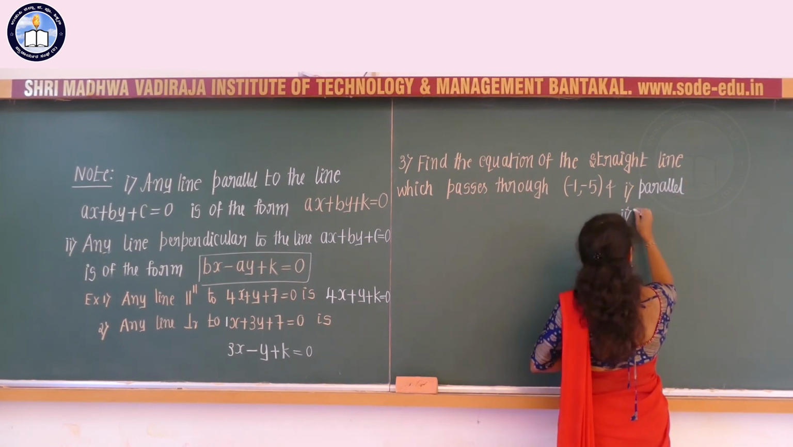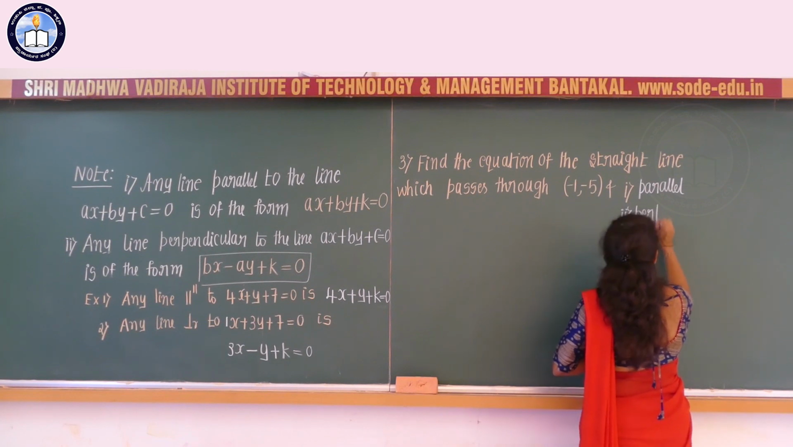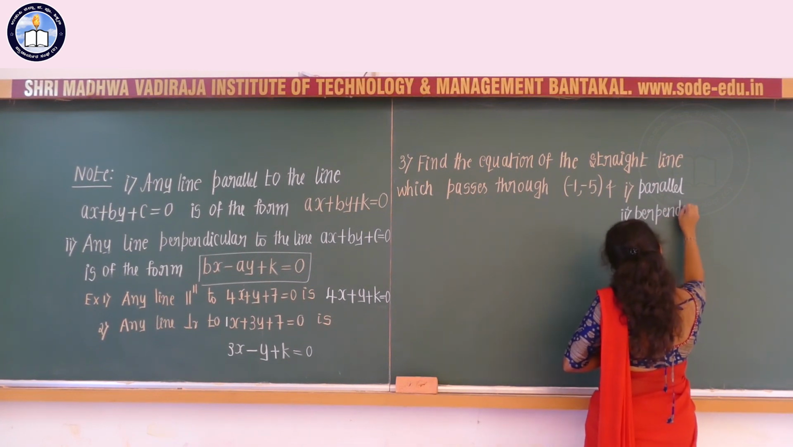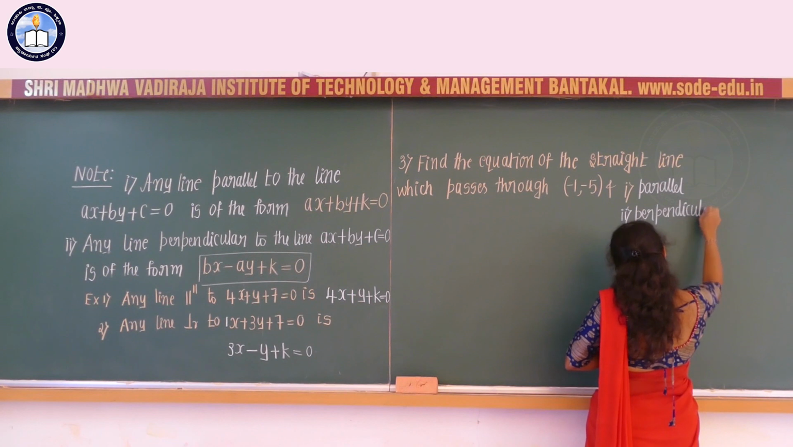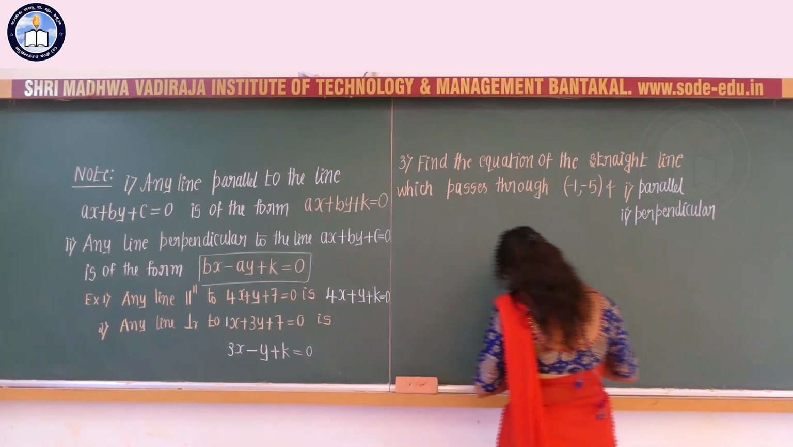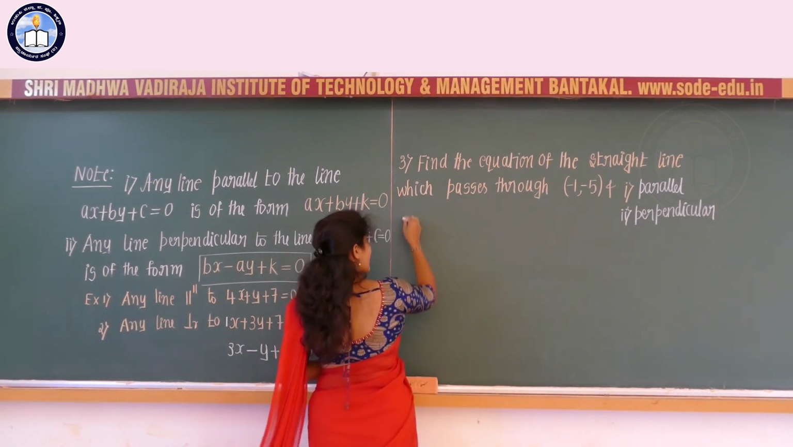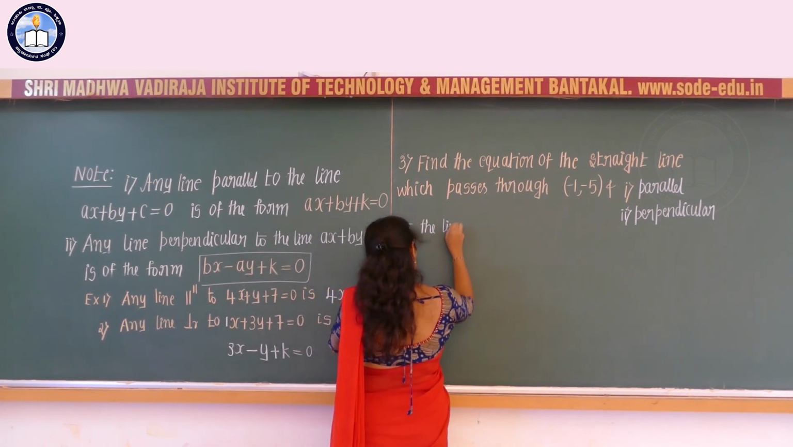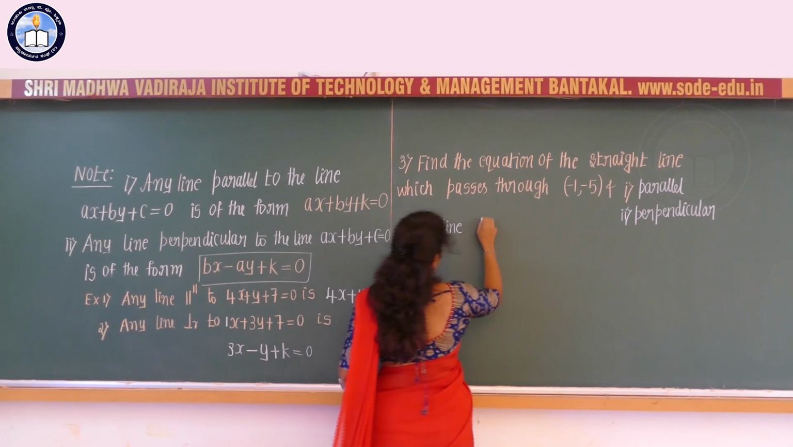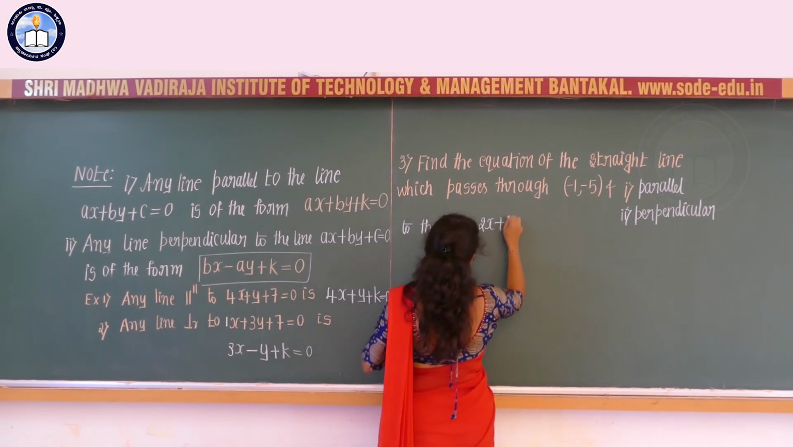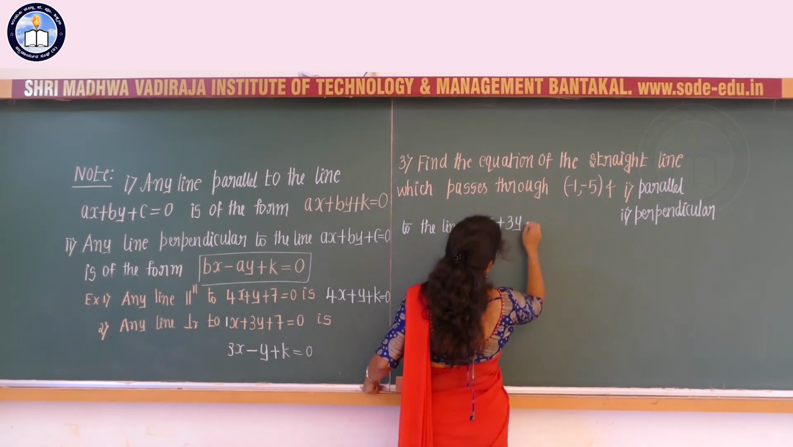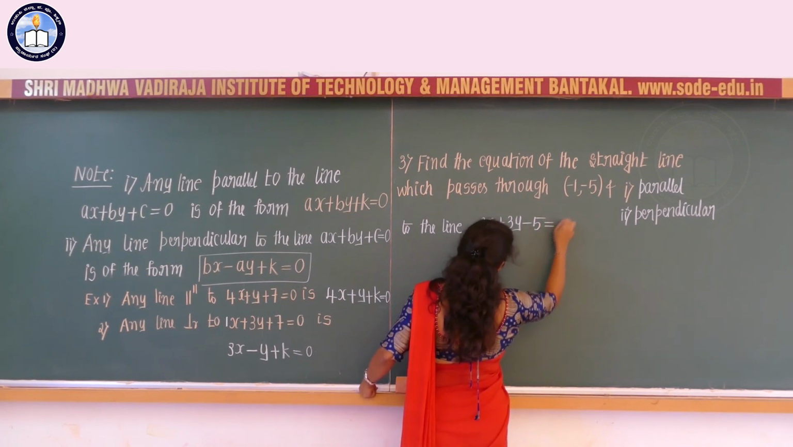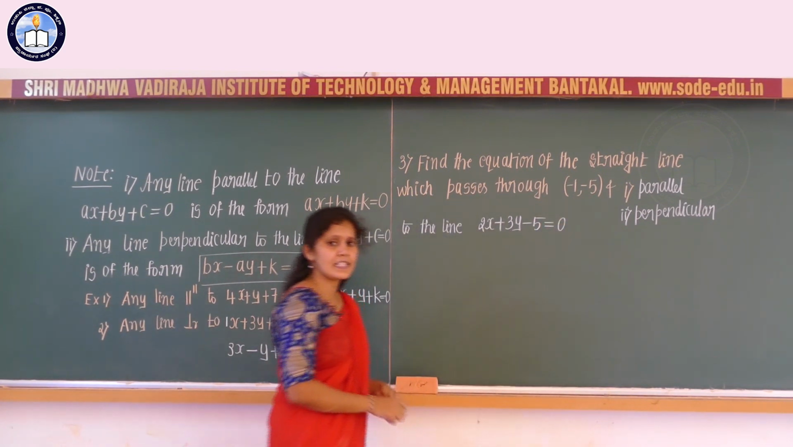Second one, parallel and perpendicular to the line 2x plus 3y minus 5 is equal to 0. So let us consider the given question.